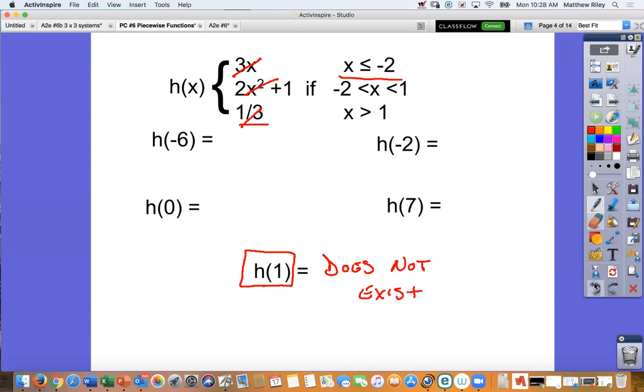So the answer to h of 1 is 1/3, well, if it was or equal to, and that's what I wanted you guys to really follow. So if it was greater than or equal to, my value would be 1/3. If it's just greater than, and this no longer fits into either one of these equations or inequalities, then it doesn't exist. Okay? So that's kind of what I was showing you guys both ways.